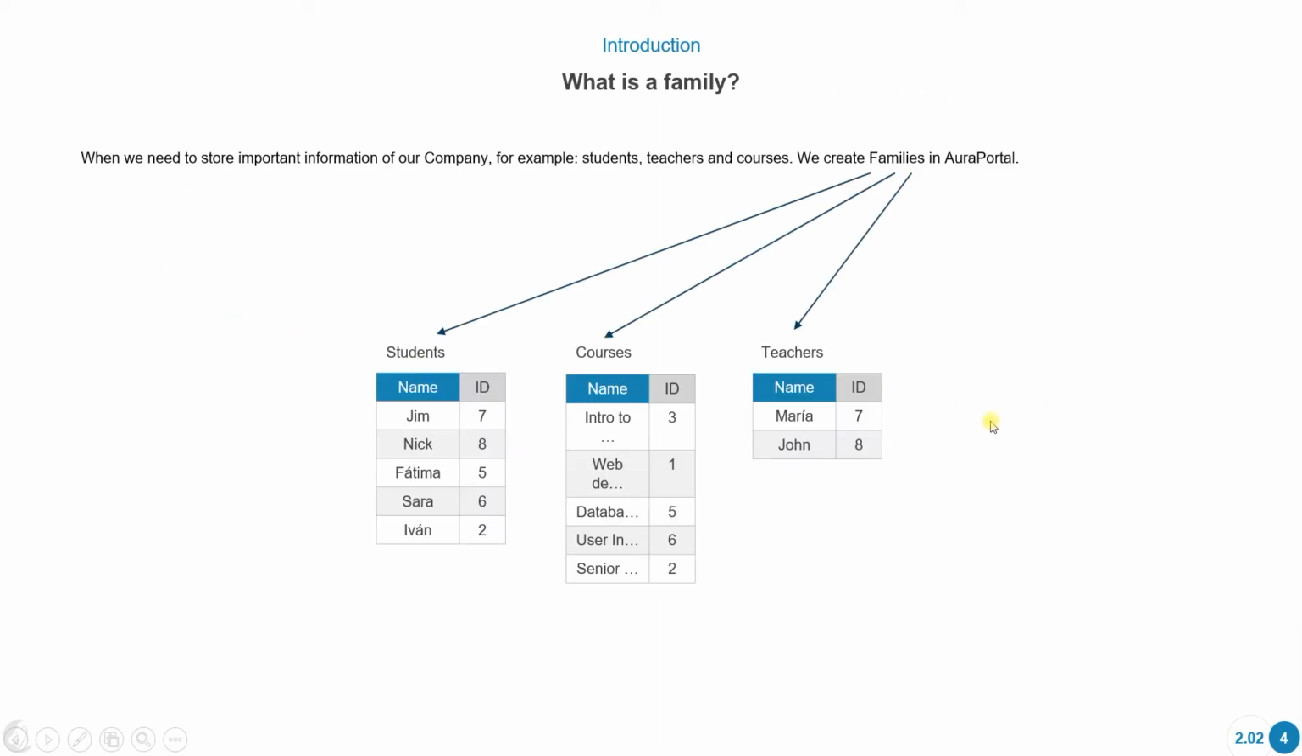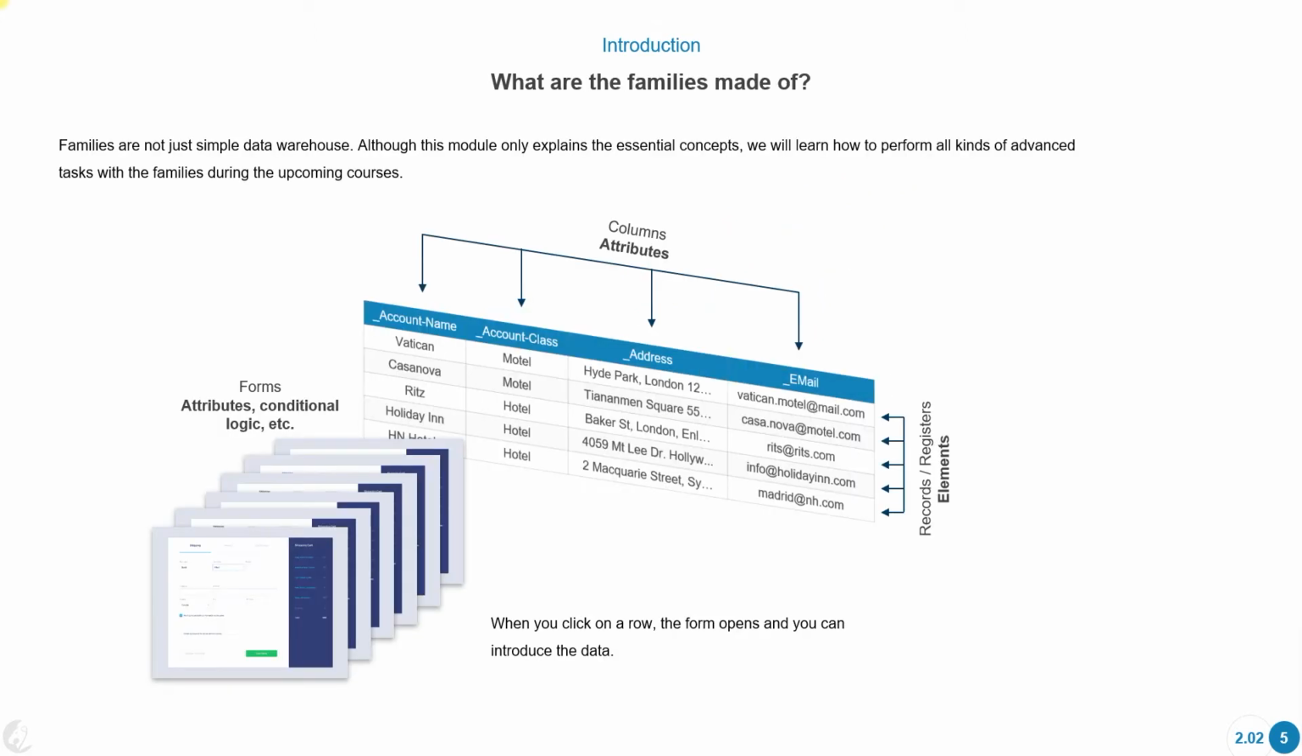So, when we need to host information from a company, we create families in Aura Portal. Let's see an example. Let's imagine that we have to manage courses, and these courses are taught by some teachers and are attended by some students. In this case, we would create 3 families, one for the courses, one for students, and one for teachers.